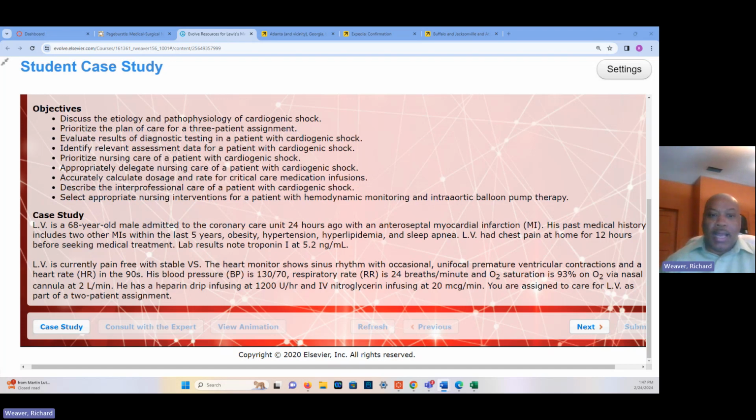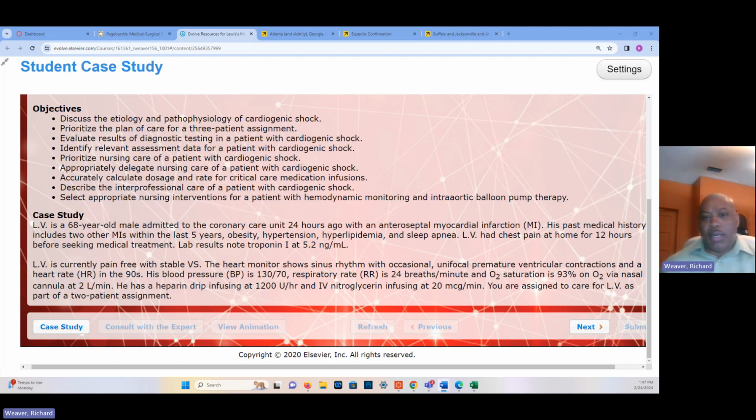All right. Accurately calculate dosage and rate for critical care medications, medication infusions. So I will be showing you how the problem was worked out for some cardiac drugs, because most of you do well in medication. So we probably won't spend much time on that. Although I do need to add some dosage calc to your test. I mean, I don't know what I was thinking.